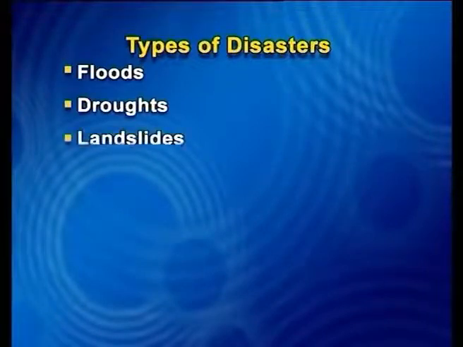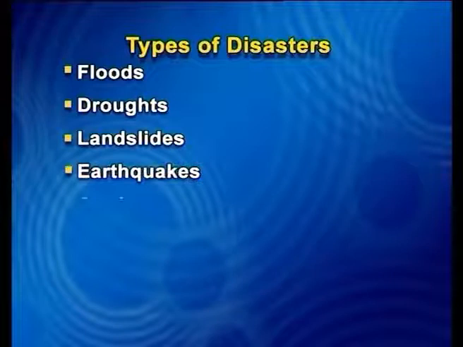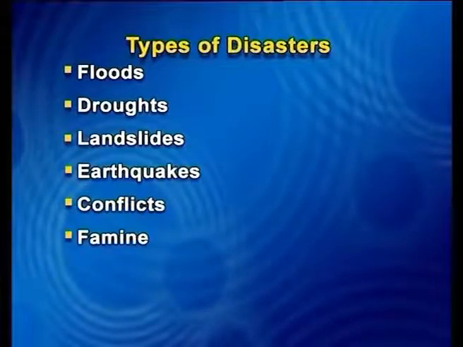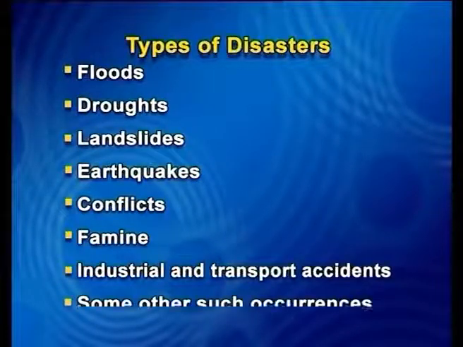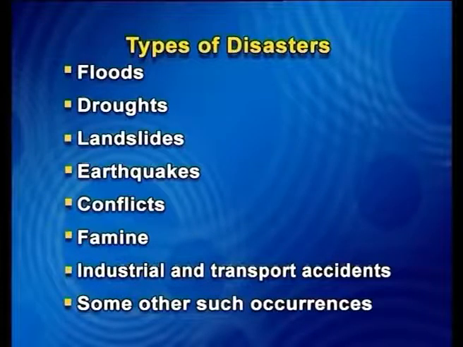Lesson 3: Types of disasters. Disasters occur in various forms, such as floods, droughts, landslides, earthquakes, conflicts, famine, industrial and transport accidents, and some other such occurrences.